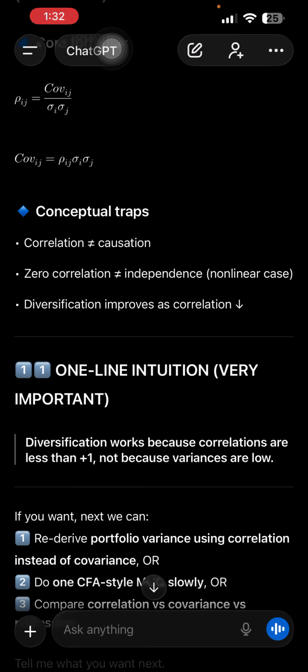Okay, diversification improves as correlation decreases, but you have to remember that diversification works because correlations are less than +1, not because variances are low.